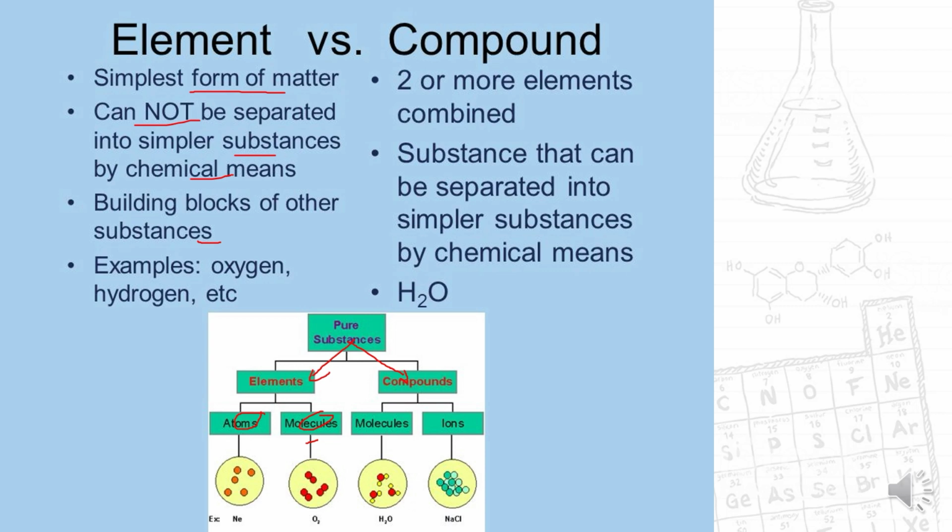Now moving on to the compounds. By definition, a compound is a chemical combination of two or more elements. It is a substance that can be separated into simpler substances by chemical means, not by physical means. So under compounds, we have molecules as well as ions, and examples include H2O, which is water. We have table salt, which is NaCl, and many more. So we'll talk about molecules and ions in upcoming lessons.